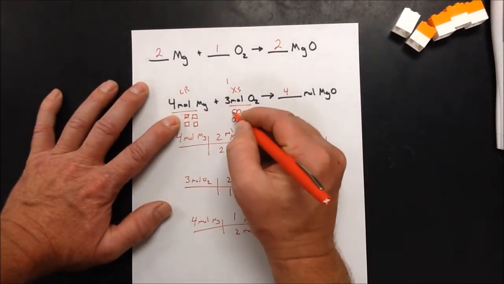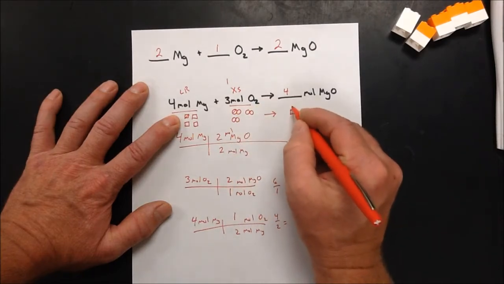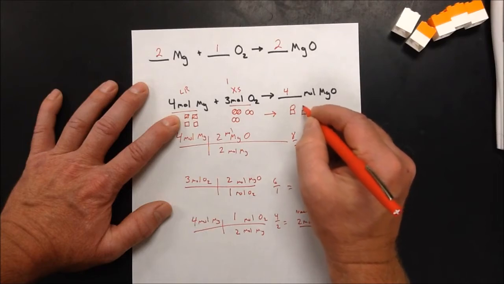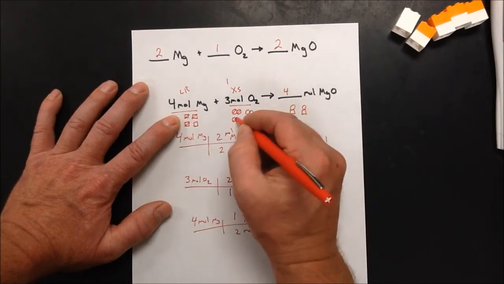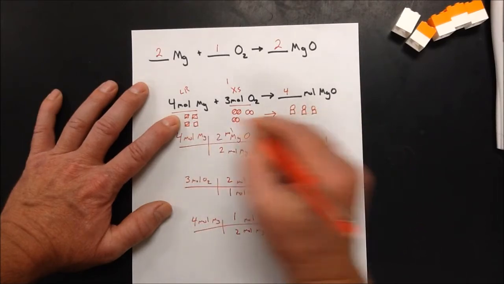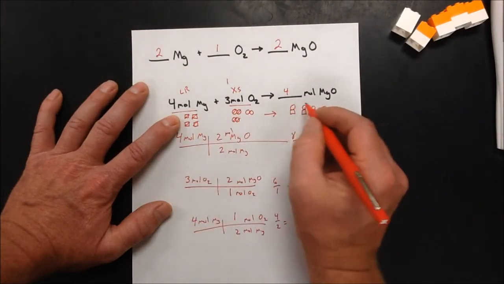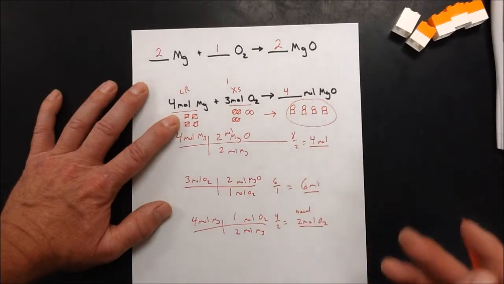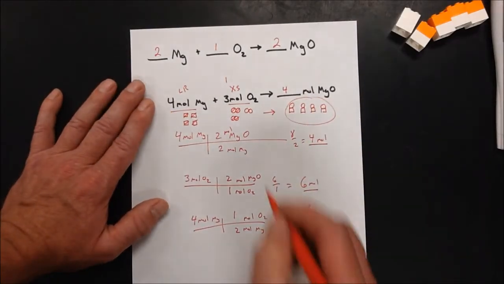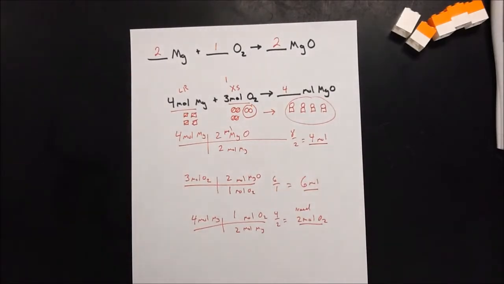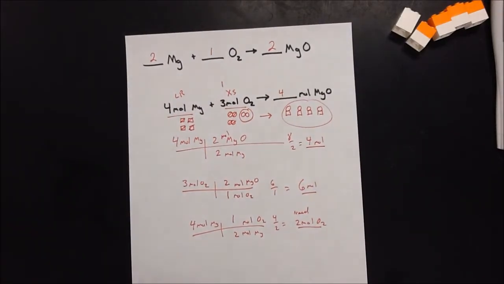So I need 1 magnesium, 1 oxygen to make the first one. Another magnesium, another oxygen. And another, and another. And 1, and 1. So notice I get 4 product moles, same thing we've shown mathematically and also shown with the Legos, and there's still 1 O2 that's left here, so there's an excess diatomic oxygen present.